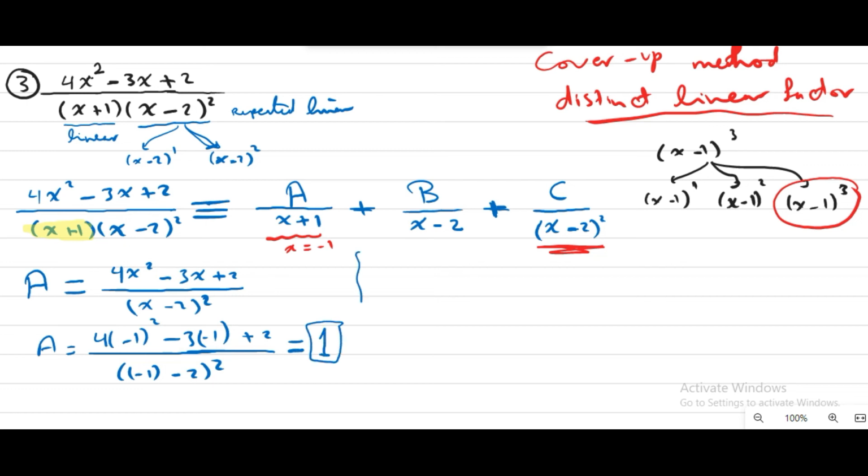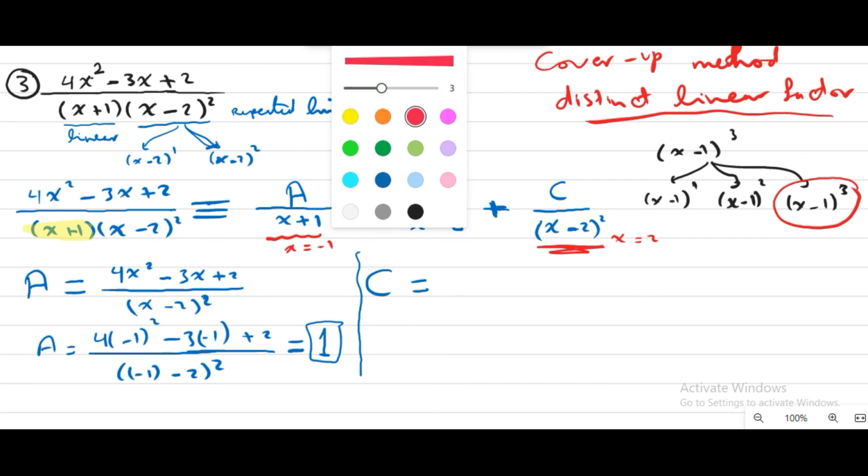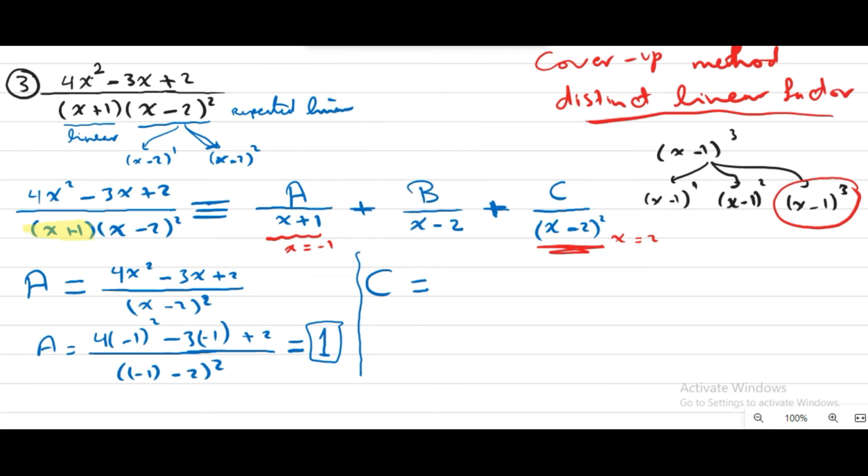The same with letter B, and the same with letter C. But can we use the cover-up method with letter B? No, we can't use the cover-up method with letter B. So we'll first find letter C, in which we can use the cover-up method. What is the value which makes this factor equal 0? x equals 2. And here we'll cover this factor, which is x minus 2 all to the power of 2, from this expression.